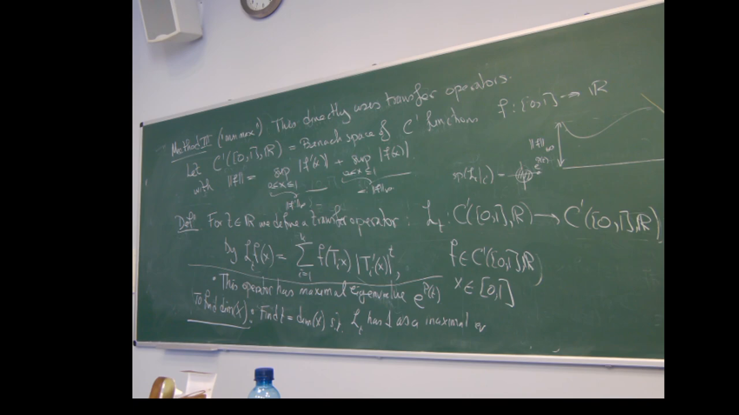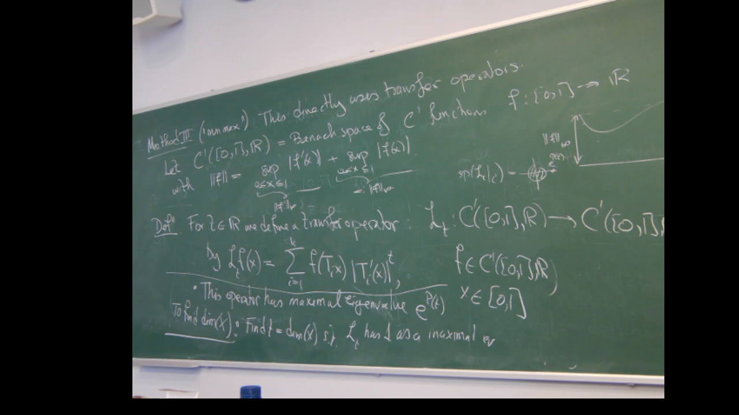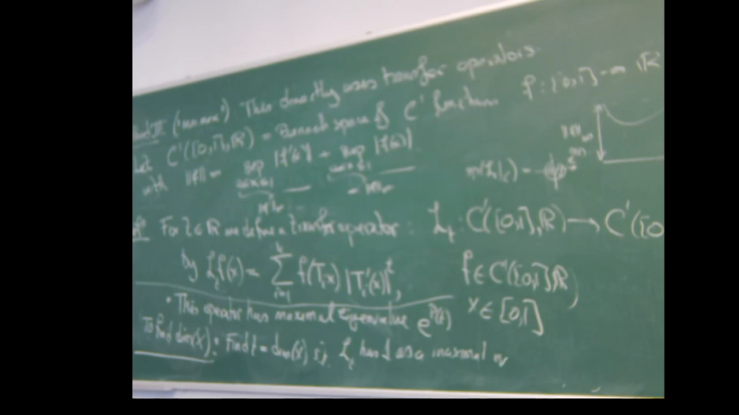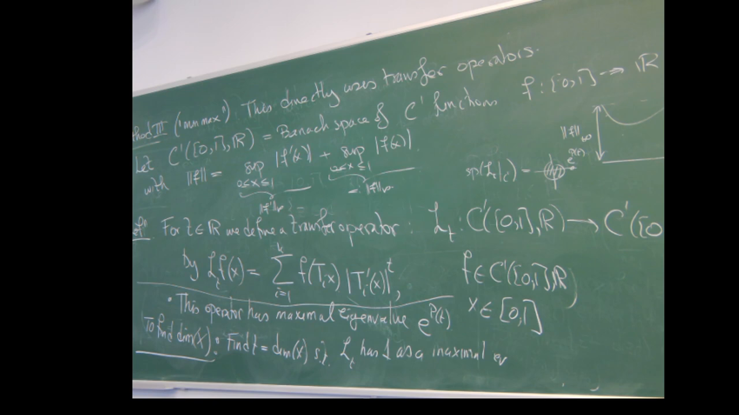Okay. But how are we going to find a value of t for which this operator has 1 as an eigenvalue? That's my declared aim. If I can find a value of t for which the spectral radius, the maximal eigenvalue for this operator is equal to 1, I'd be relatively happy.